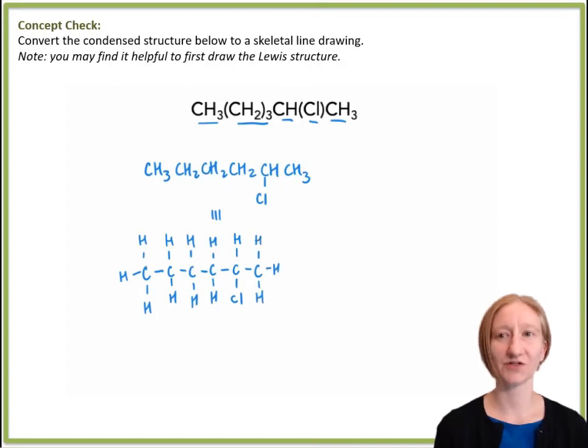And now to convert this to a skeletal line drawing, each hydrogen atom will be omitted, and the carbon-carbon bonds will simply be indicated as lines. Don't forget to count the first point as a carbon, and then each vertex, and then the end of the chain as additional carbons. Okay, now we need to draw in the chlorine. It's on the 5th carbon over, so we simply indicate that with a bond from carbon 5 to the chlorine.